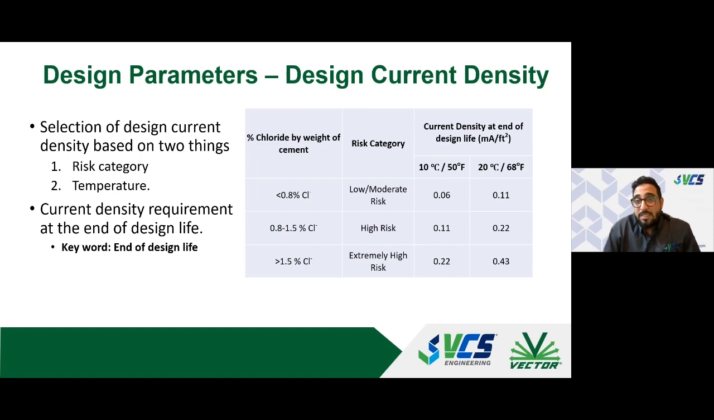And the big takeaway from this slide is that when we're designing distributed anode systems, we need to look at how much current the system is producing at the end of its design life, because that's very important. We need to ensure that the anodes are able to output enough current at the end of service life, not just at the beginning. And so based on your risk category, how much chloride content you're dealing with, your exposure conditions, as well as temperature, we're able to select the appropriate current density.